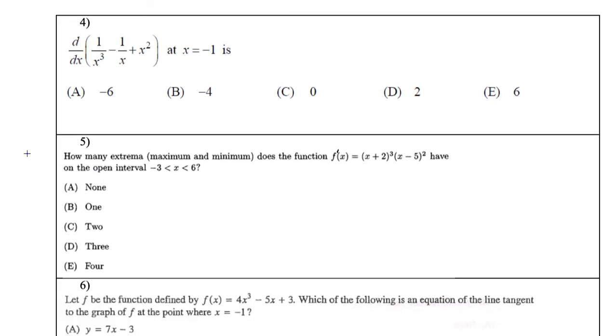Number 4, I'm taking the derivative of all those. I don't like fractions. I don't like radicals. So you need to get rid of them by making them negative powers, -3 and x to the -1, and I still have x squared. So I'm just rewriting my function before I take the derivative.